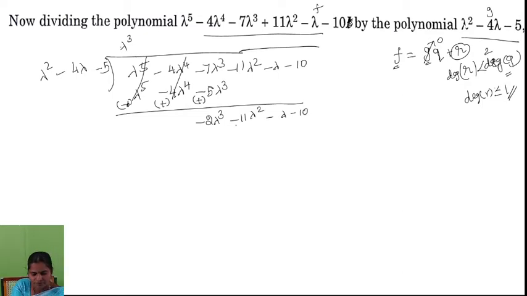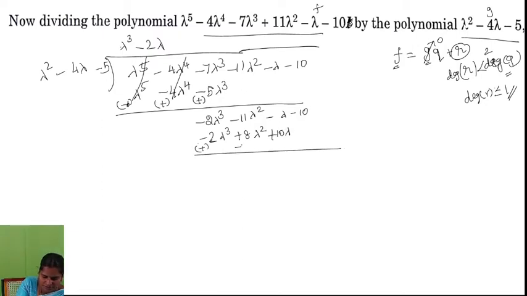Next, we need to get minus 2 lambda cubed here, no? So we have to multiply lambda squared by minus 2 lambda. So lambda squared into minus 2 lambda is minus 2 lambda cubed. Next, minus 4 into minus 2 is plus 8 lambda squared. Next, minus 4 times minus 2 lambda, sorry, plus 10 lambda. Here these two terms get cancelled.